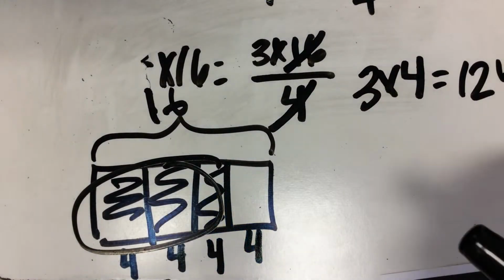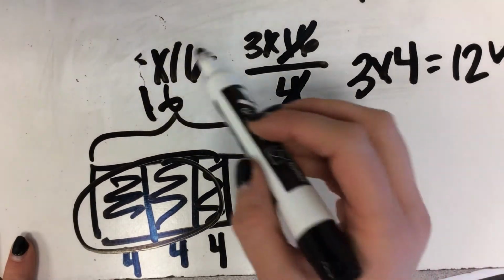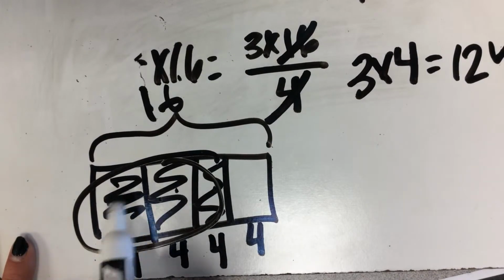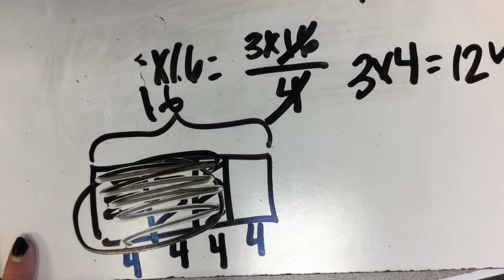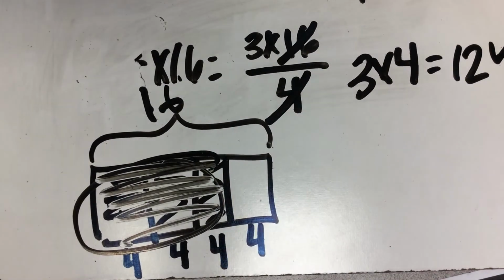So what we are doing when we are saying 16 times 3 is we're just taking this 16 and multiplying it by 3. But then that would make our whole 3 times bigger, and we still need to break it into 4 parts. So that's why we're dividing it by 4, if that makes a little bit more sense.